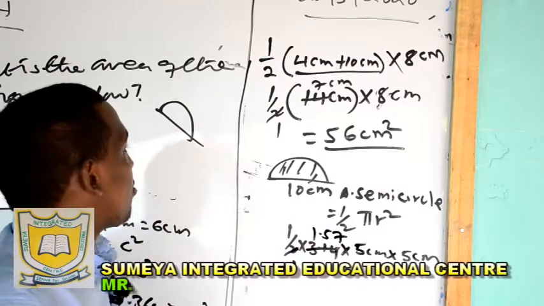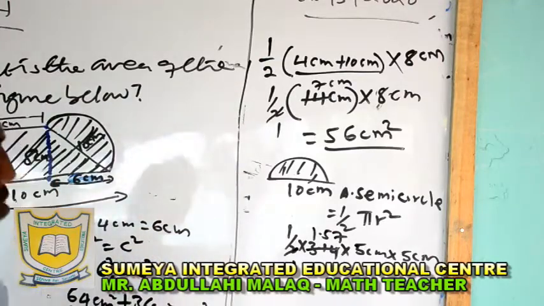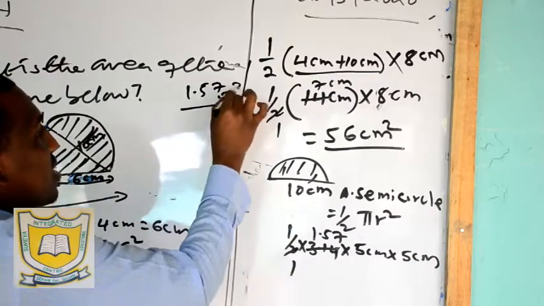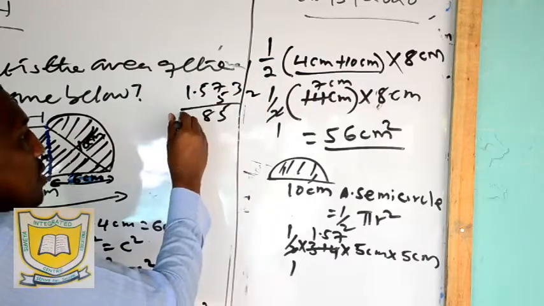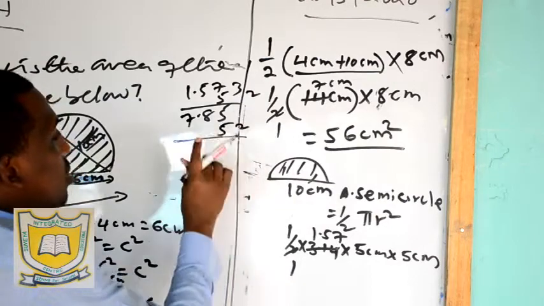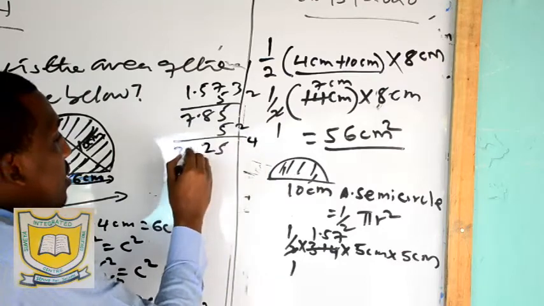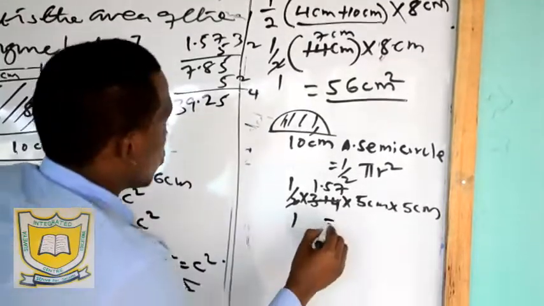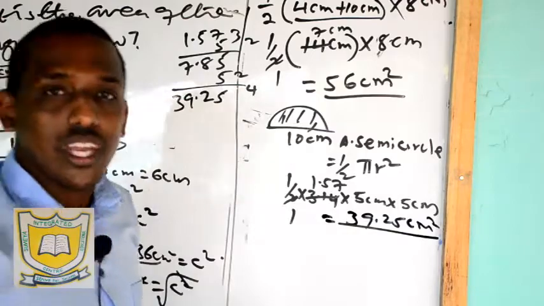Now we multiply 1.57 times 5 times 5. 1.57 times 5, 35 carry 3, 25, 28, 8 carry 2, 5, 6, 7, 7.85, times the other 5, 25 carry 2, 40, 42, 2 carry 4, 35, 39. You get 39.25, which equals 39.25 centimeter squared. That's also the area of the semicircle.